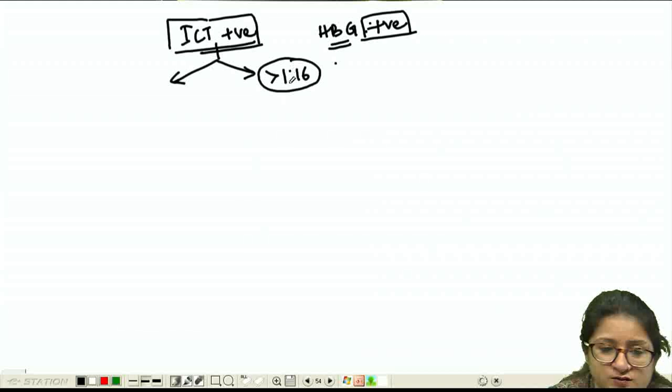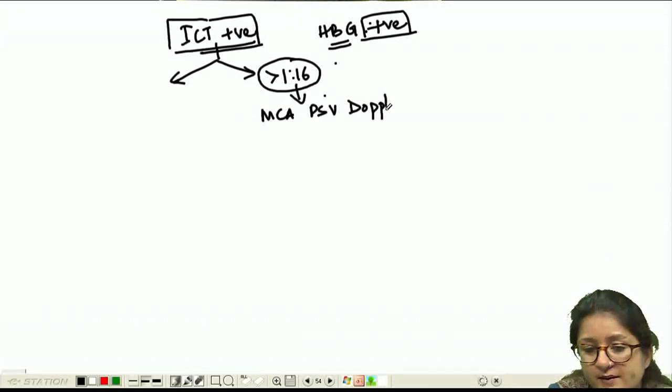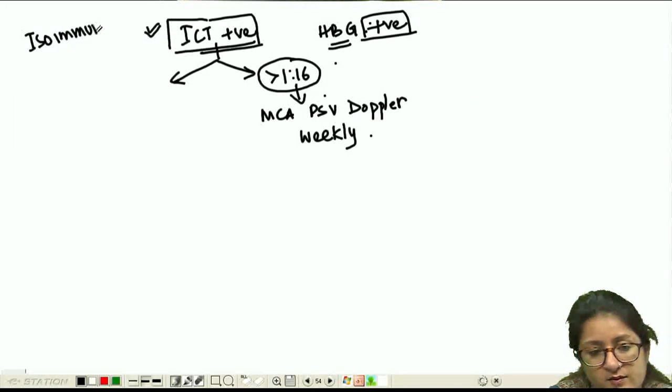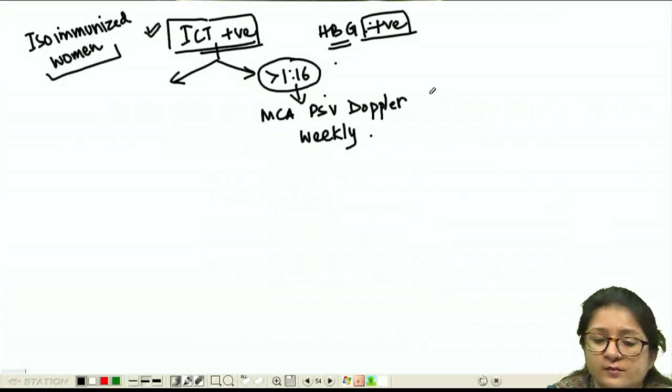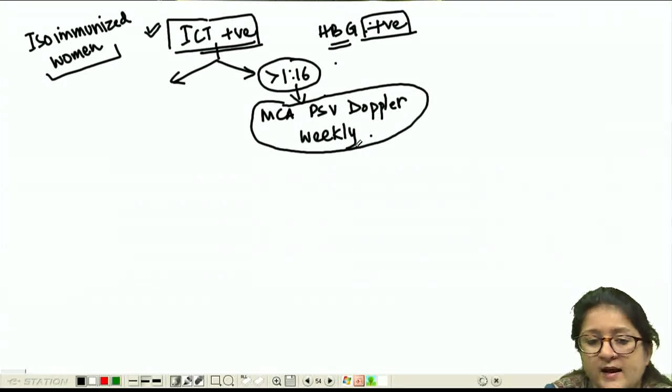further monitoring is done by MCA PSV Doppler, and this has to be done weekly. Remember, again, a very important point: nowadays monitoring for ICT positive, meaning iso-immunized women, is no longer done by amniocentesis and Lilly's spectrophotometry or Queenan graph or Liley's graphs of any of these things. It is done by MCA PSV Doppler, which is done weekly.